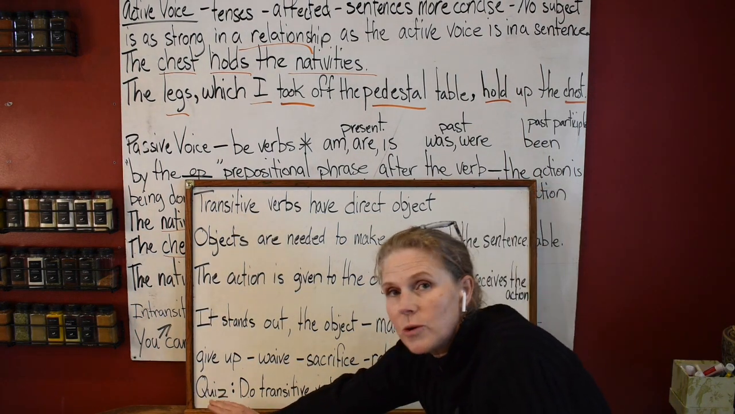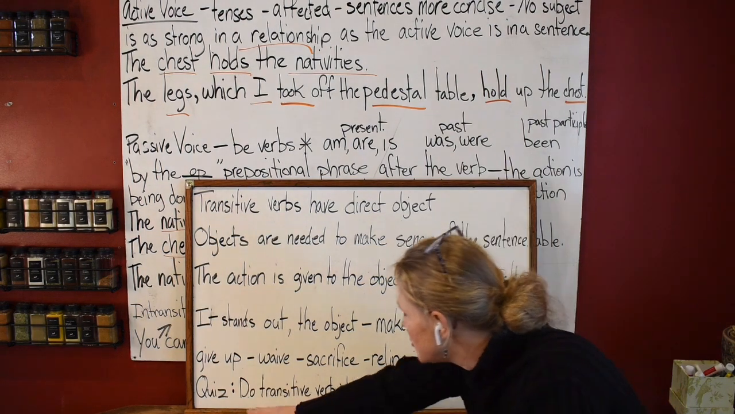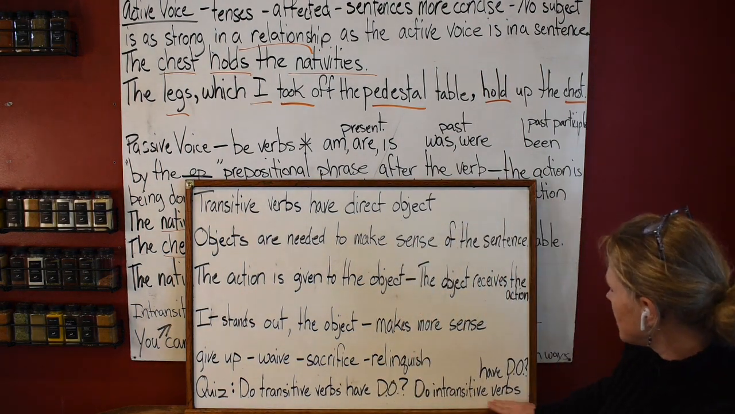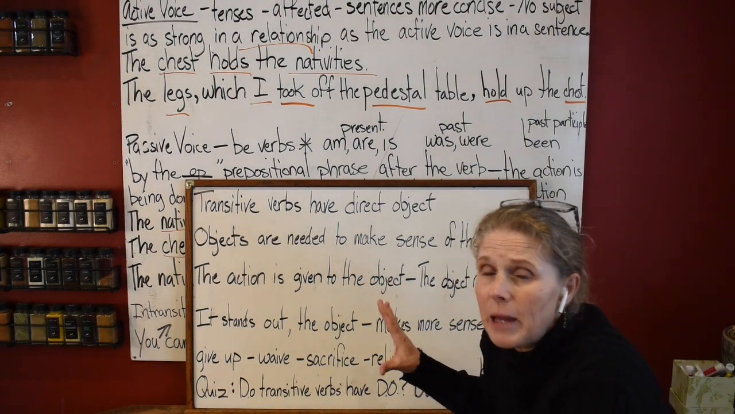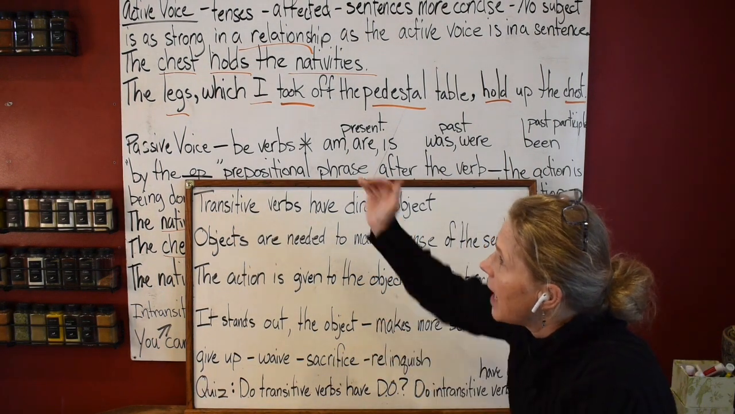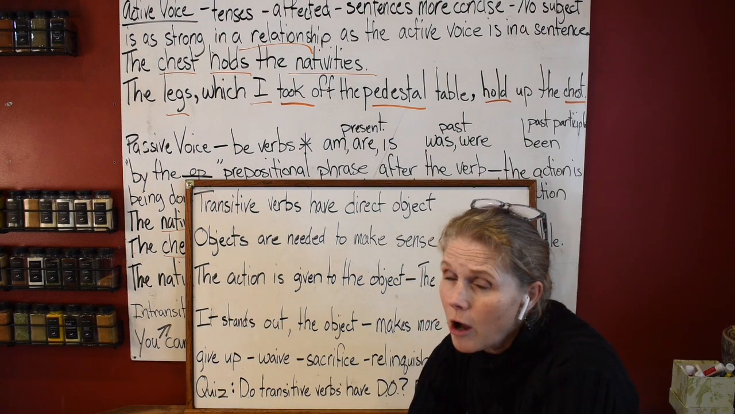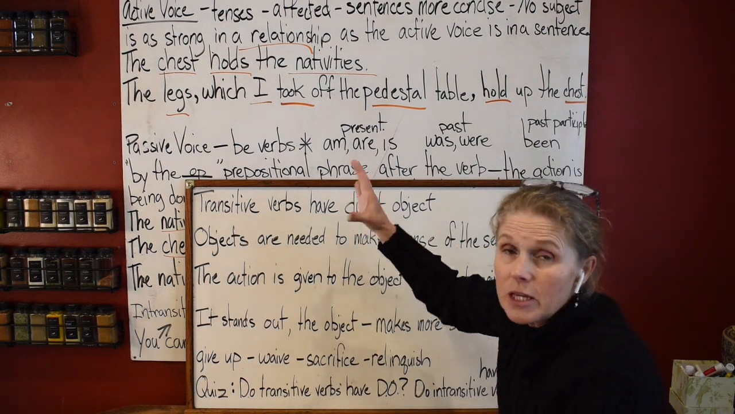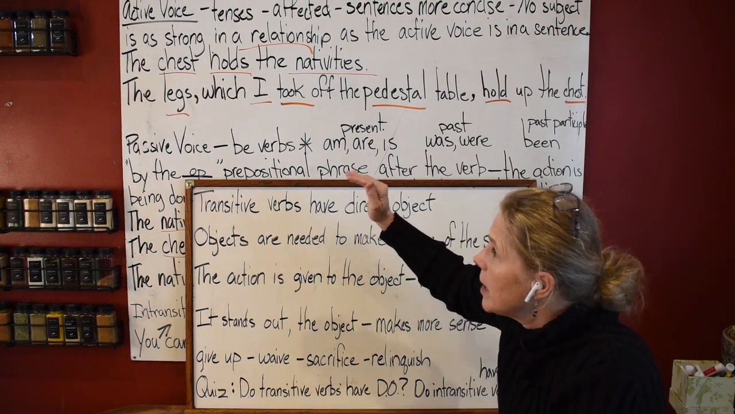All right, here's a quiz. Do transitive verbs have direct objects? Yes, they do. Do intransitive verbs have direct objects? No. Now these are the basics to help you understand how to stay in active and passive voice. When you get further along in your education, things will change up a little bit, but this is where you need to start. It is so important.